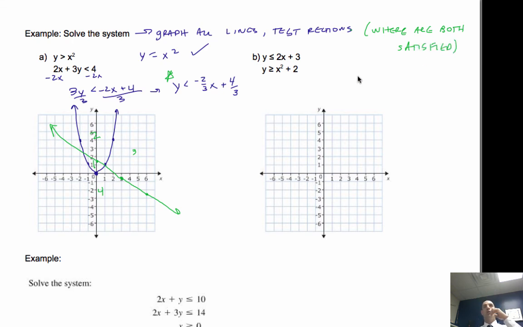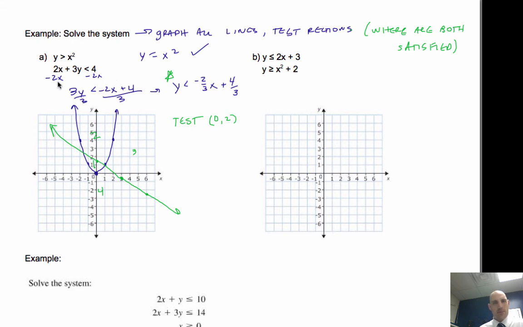So here's what we're going to do. We're actually going to test a region as if each of them is individual. So I'm going to test, let's just say, a good one would be 0, 2. Why isn't 0, 0 going? Well, because it's on the graph, right? So that's kind of tricky.